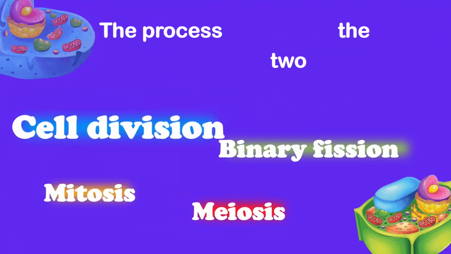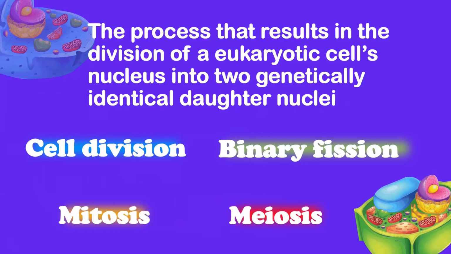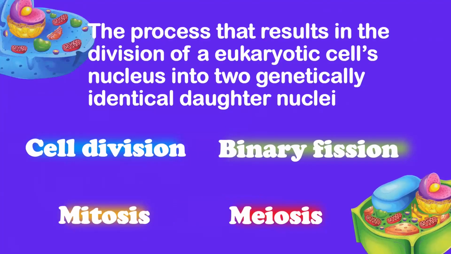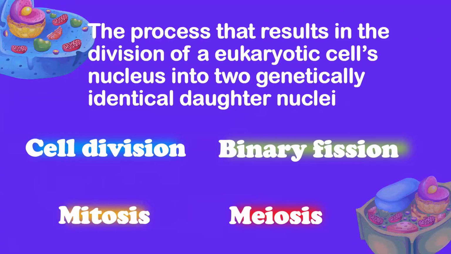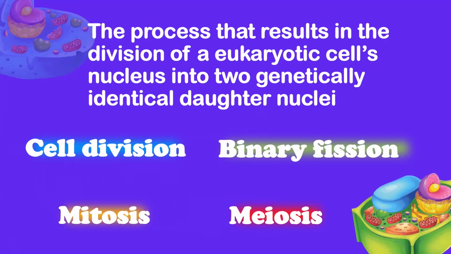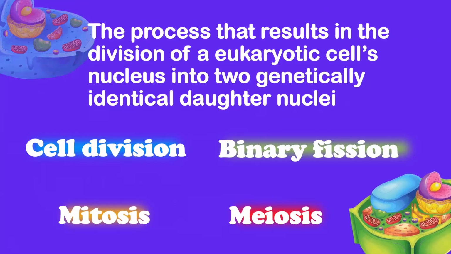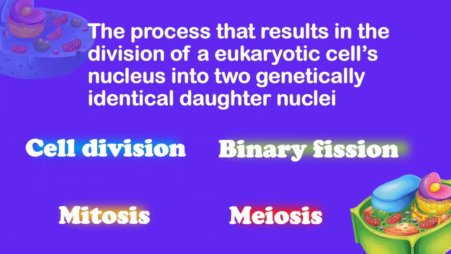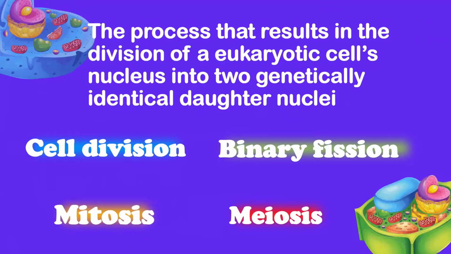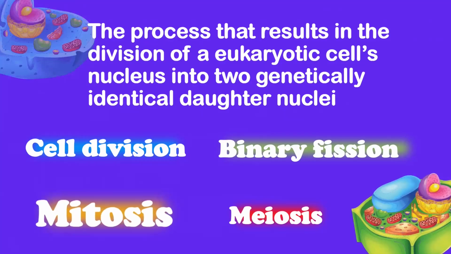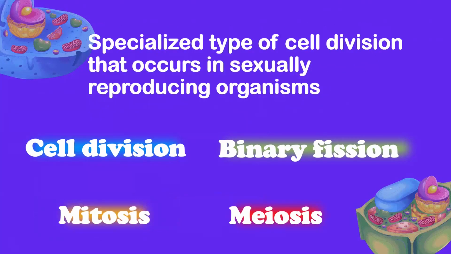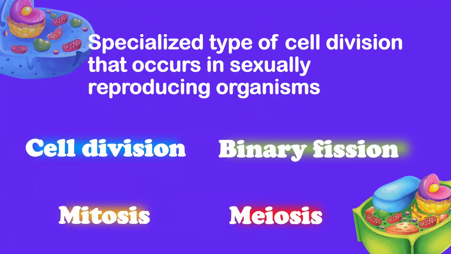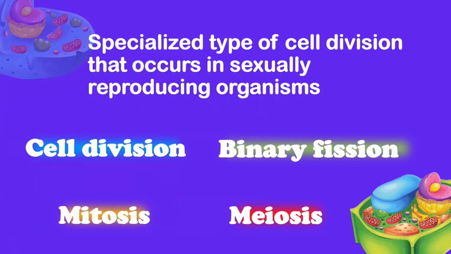Let's have another question here. The process that results in the division of a eukaryotic cell's nucleus into two genetically identical daughter nuclei. Is it cell division, mitosis, binary fission, or meiosis? The answer is mitosis.